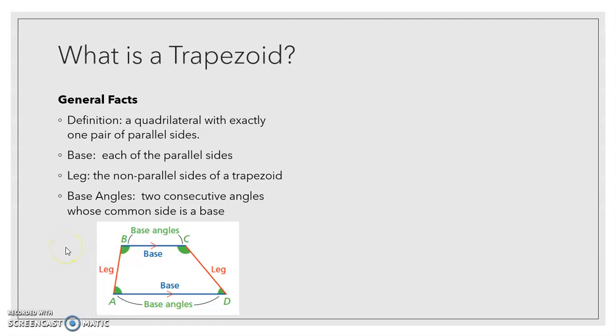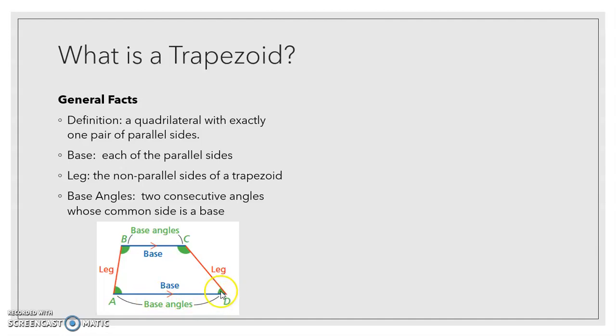Okay, and we have special terms for the different parts of a trapezoid. The first is the base, and those bases are the blue lines, the ones that are parallel. Then we have legs. The legs are the two sides that aren't parallel, so that's these red sides over here. And last, we have base angles. They're the two angles that are connected by a base.